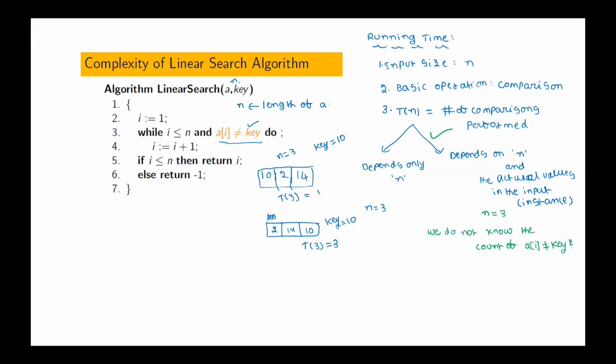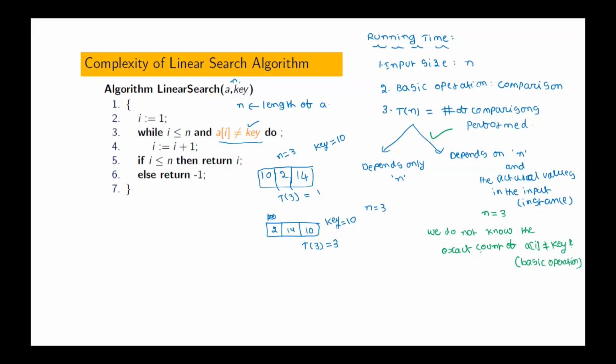Is that correct? We do not know the count of A of I not equal to key. Then okay, exact count. Then what is that we need to do? Exactly, we are not able to say how many times the comparison operation A of I not equal to key is performed. That means we cannot give the exact count of the basic operation.